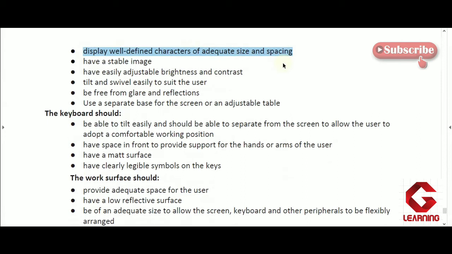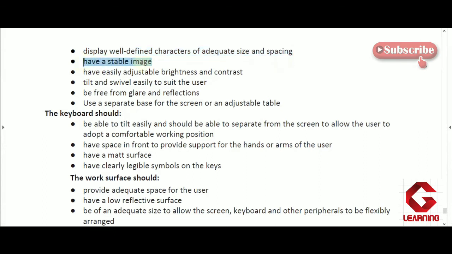The user will not have to use more force on his eyes to read characters that are there on the screen. And second one, there must be enough space between two characters or alphabets, so user will be able to read text properly. So on the screen all the characters must be a proper size, as well as there must be enough space between two characters, so user will be able to distinguish characters.